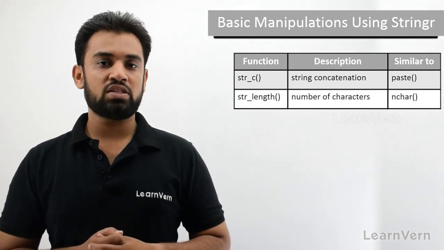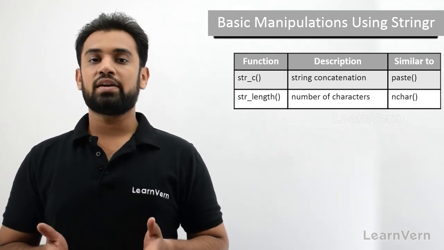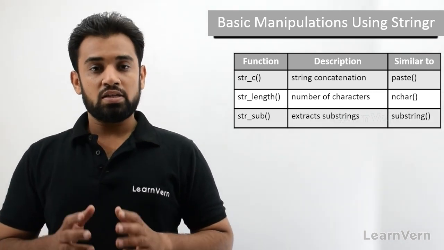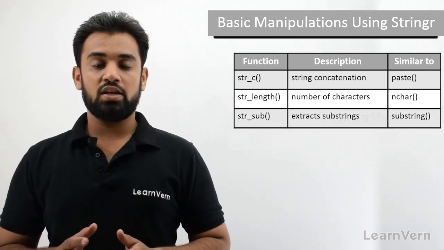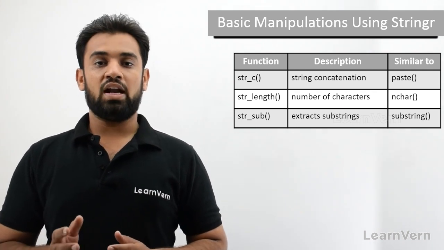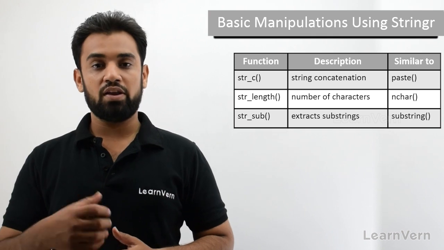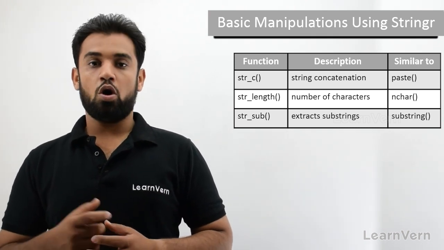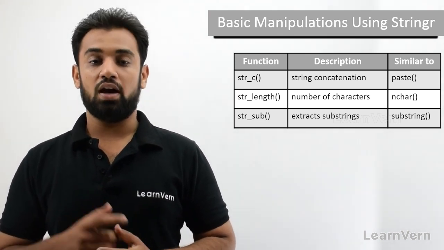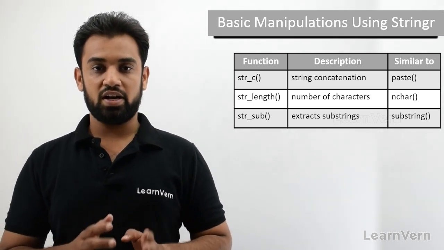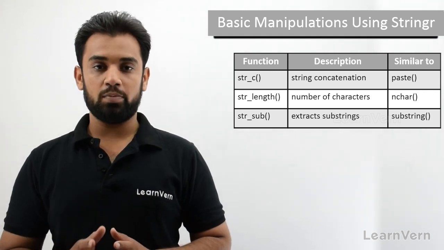Second is str_length, which is used to calculate the number of characters in a string, which is similar to nchar. Then the next function is str_sub, which is similar to substring that we have studied earlier. This is also used to extract or retrieve some of the characters of a string, or if we want to replace them with another string. So these are the 3 main functions that we had already seen in the starting of the chapter, which were also available in the base package.